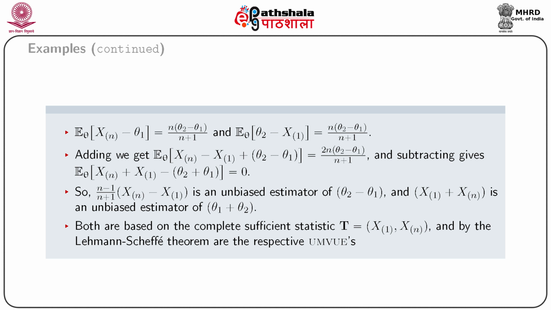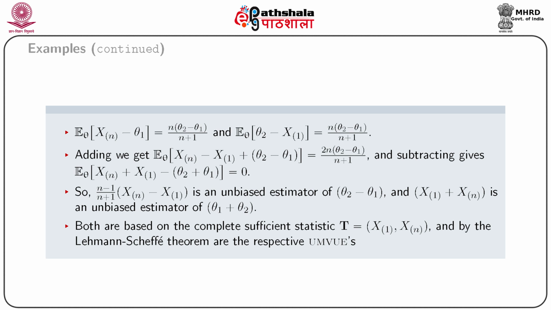Now, expectation of X ordered n minus theta 1 is equal to n by (theta 2 minus theta 1) whole to the power n into the integral over theta 1 to theta 2 of (x ordered n minus theta 1) whole to the power n dx ordered n, which is equal to n by (n plus 1) into (theta 2 minus theta 1). We write this as equation 1.